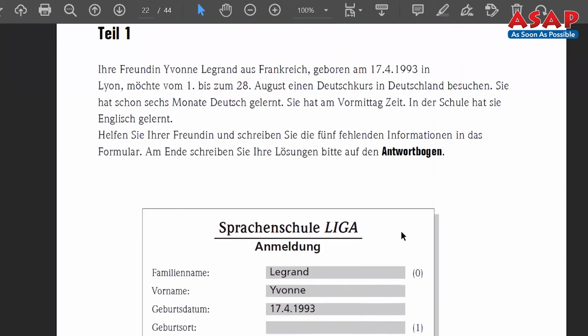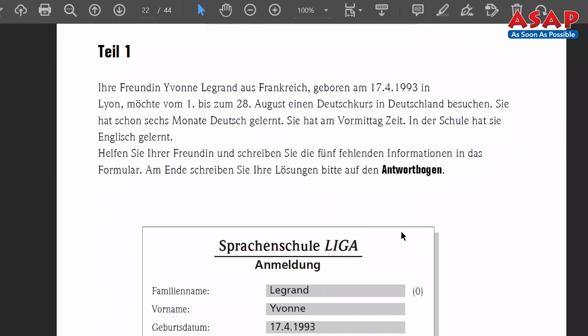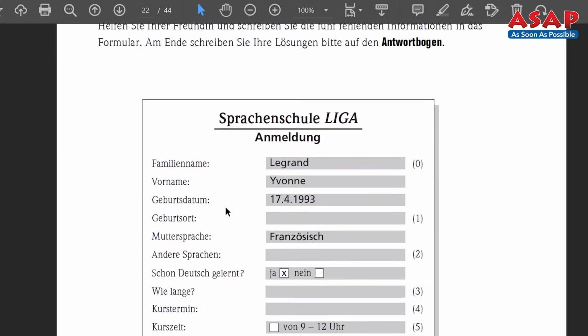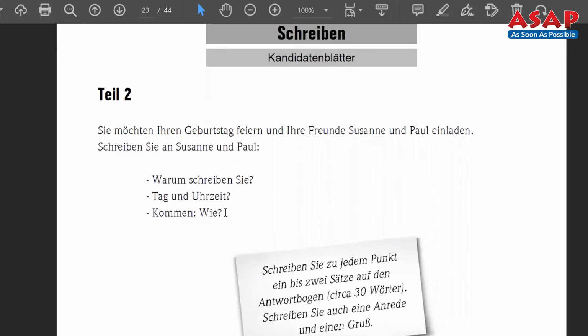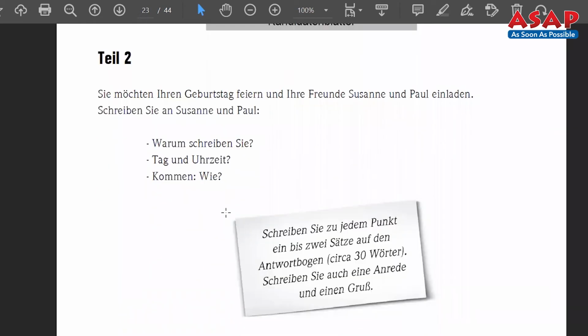One thing is here, you have 20 minutes for these 2 parts, Teil 1 and Teil 2. Okay, if you save time here, if you finish this quickly, let's say in 5 minutes only, then you will have 15 minutes to think about the question and write this email properly and get good marks here.